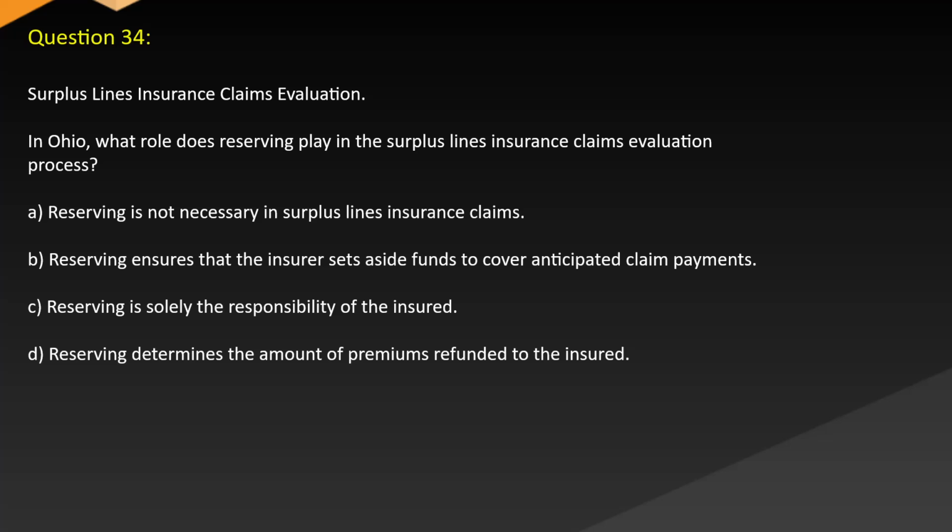Question 34. Surplus lines insurance claims evaluation in Ohio. What role does reserving play in the surplus lines insurance claims evaluation process? A. Reserving is not necessary in surplus lines insurance claims. B. Reserving ensures that the insurer sets aside funds to cover anticipated claim payments. C. Reserving is solely the responsibility of the insured. D. Reserving determines the amount of premiums refunded to the insured.